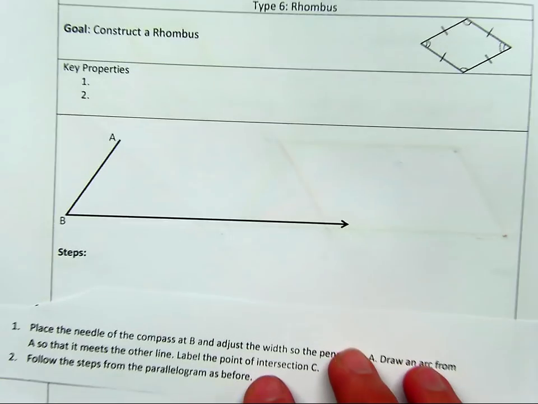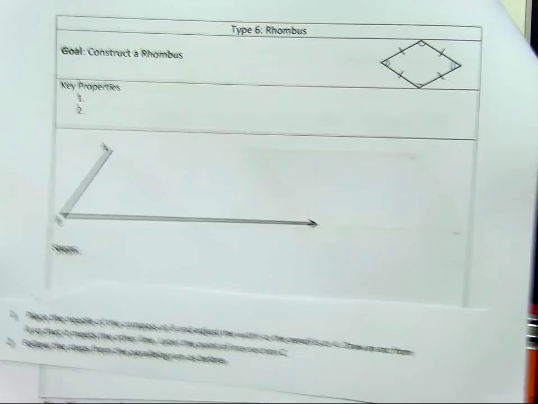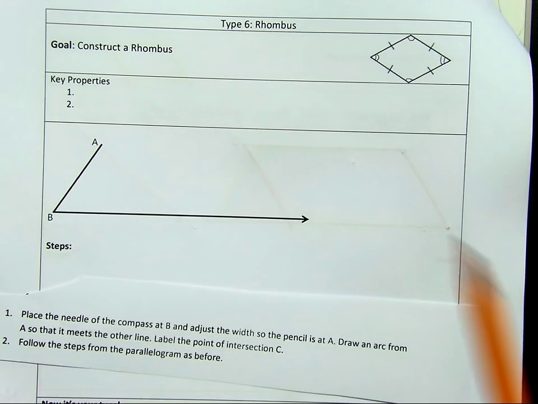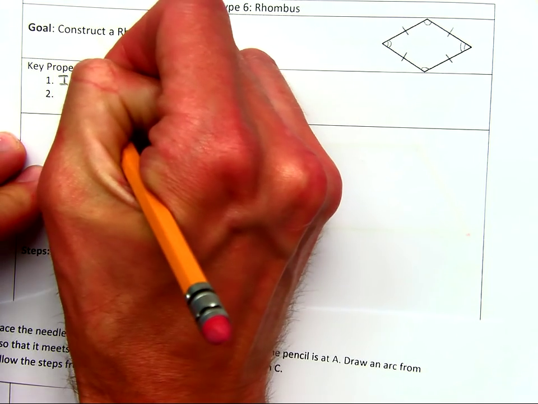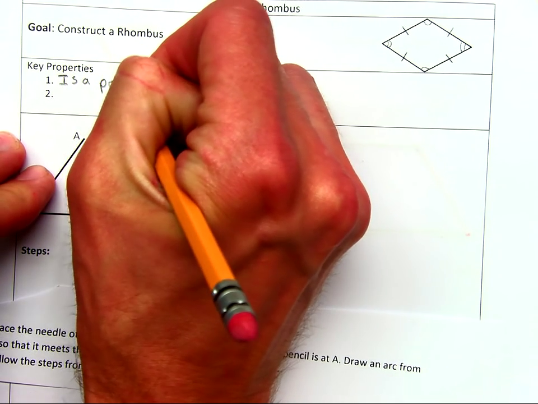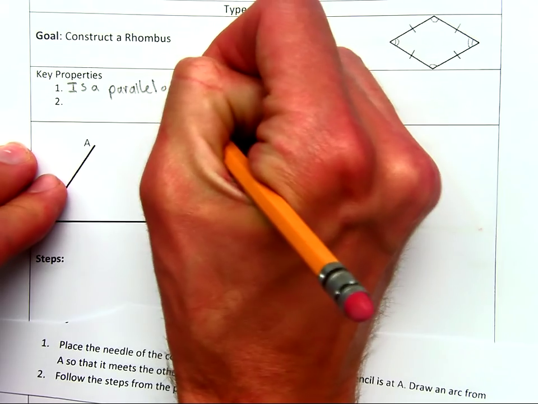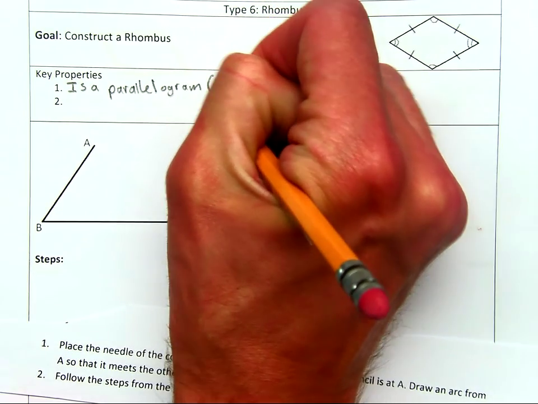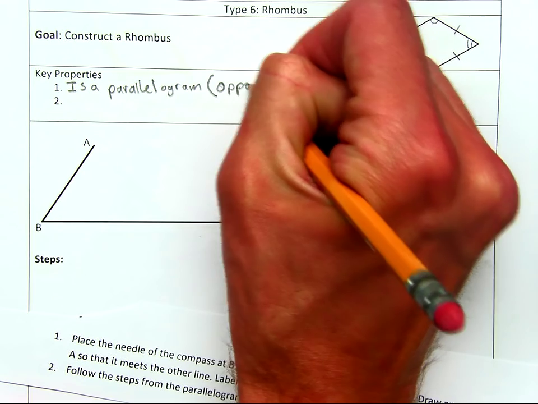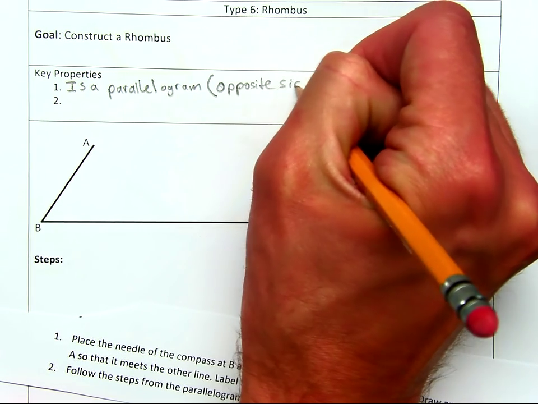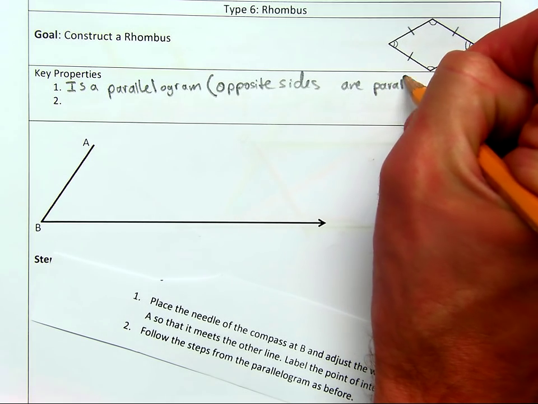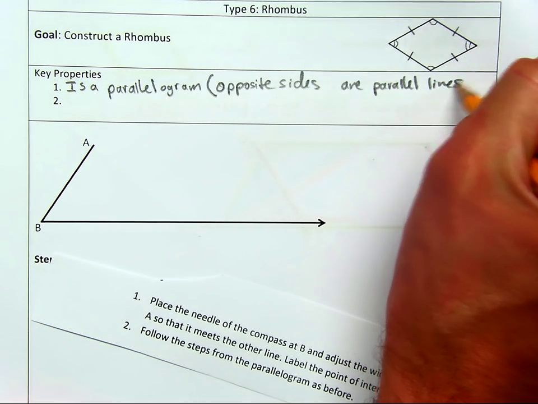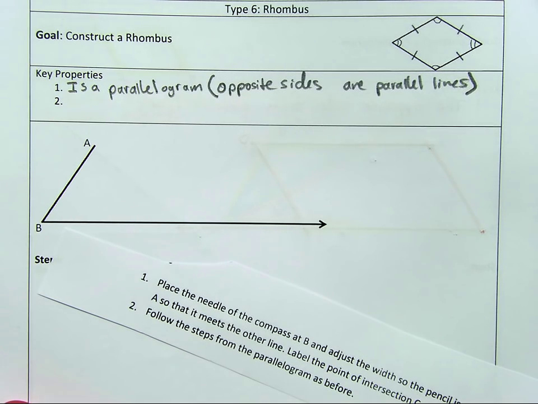Alright, construction number 6, a rhombus. A rhombus, key property, fun fact, it's just a parallelogram. So remember what that means. When something's a parallelogram, that tells you that opposite sides are parallel. Opposite sides are parallel lines. If you drew them out forever, they'd be always parallel.